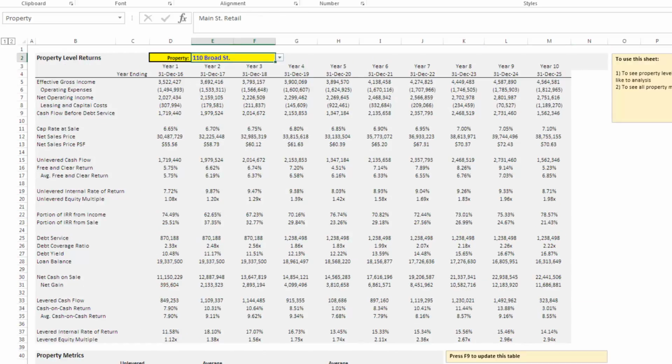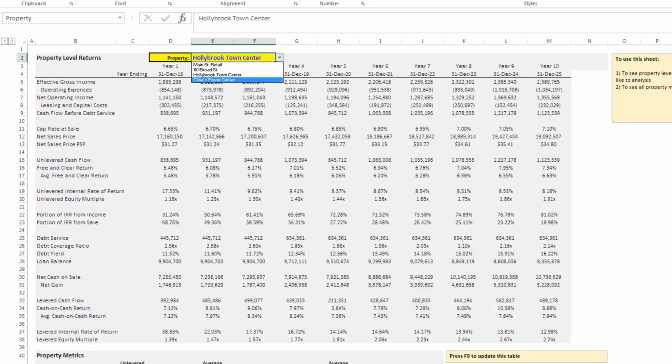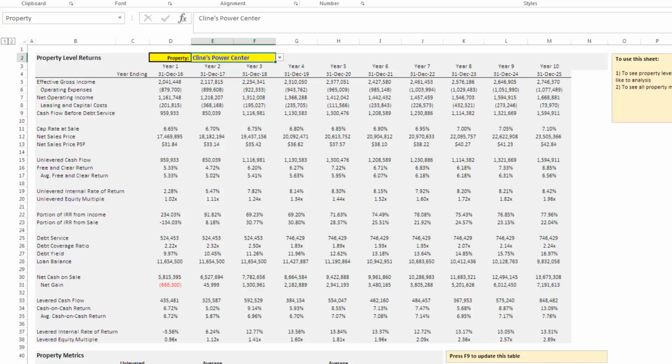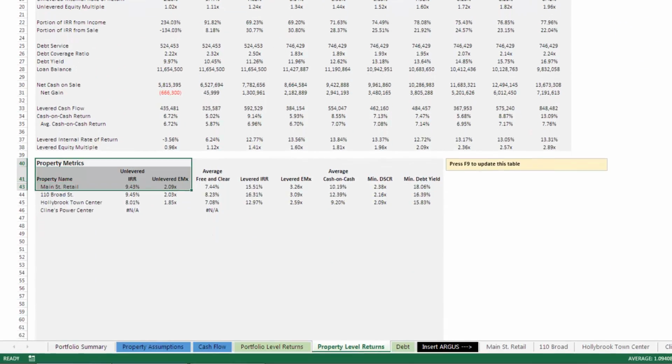We can come here to 110 Broad Street. We can look at Hollybrook Town Center, and you can see each one. You can print each one. And that's great. It does it all on one tab so that you're not jumping between tabs to see the returns for the property. The other thing, though, you might want to do is see how each property compares to another. And so down here we have the Property Metrics tab.